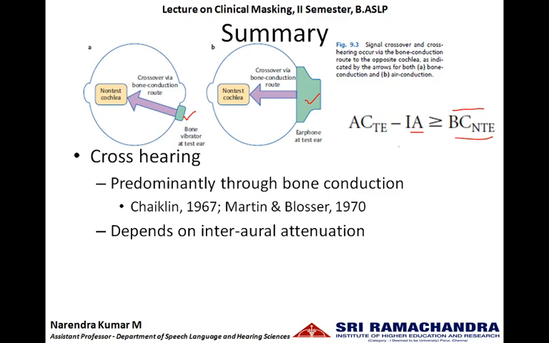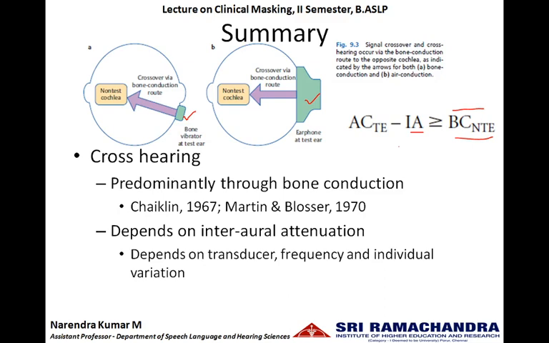This internal attenuation depends upon the type of transducer we use as well as the frequency of the sound stimuli. There are some individual variations between subjects. With respect to transducers, we know that the bone vibrator has 0 dB of IA, hence there are maximum chances of cross hearing to happen. With respect to insert receivers, the IA is greater, closer to 70 decibels, so there is very little chance of cross hearing to occur. With respect to frequency of sound, low frequency sounds can easily cross over through bone conduction and high frequency sounds have lesser chances.